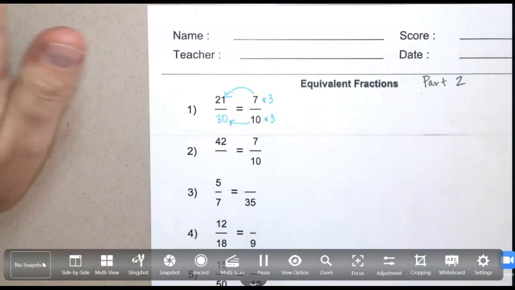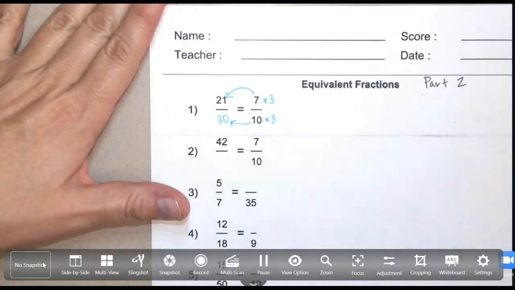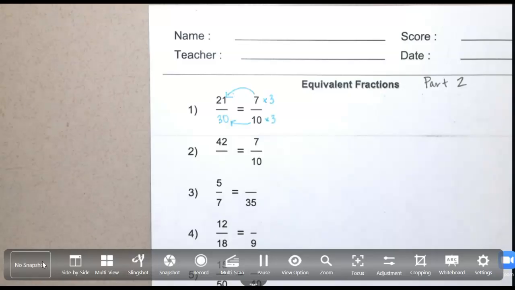You need to do both sides of this today. Remember, you can check your answers in the answer key, and I will see you tomorrow.